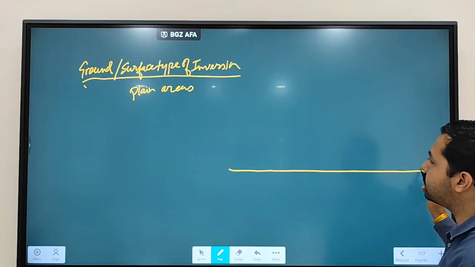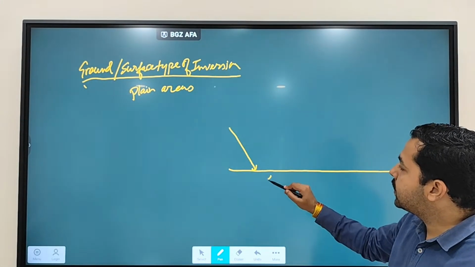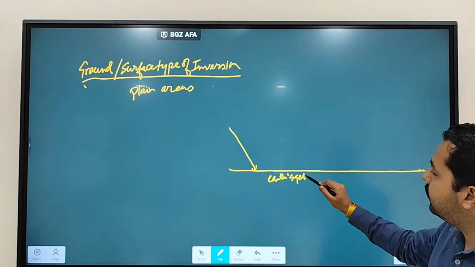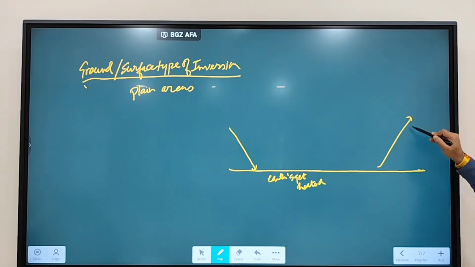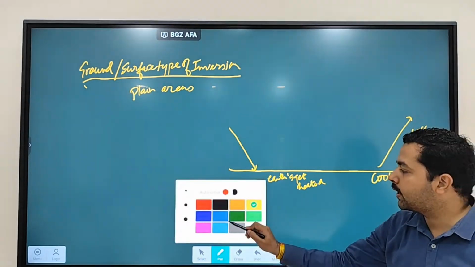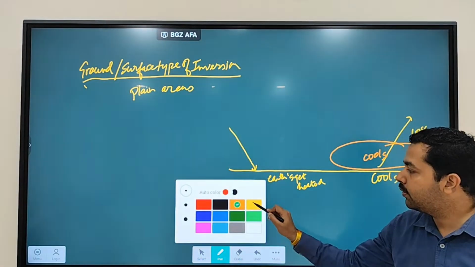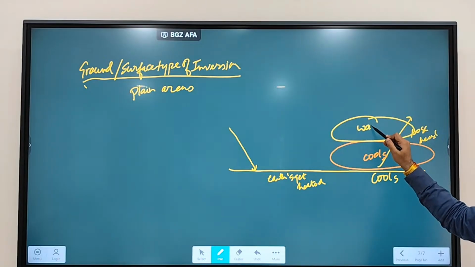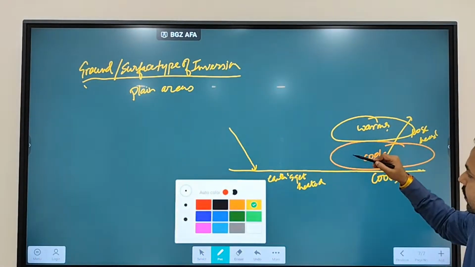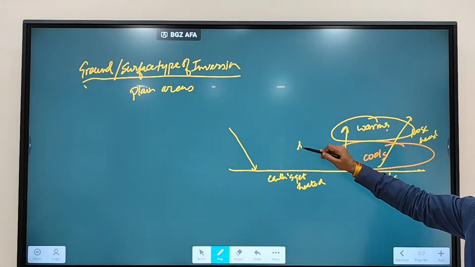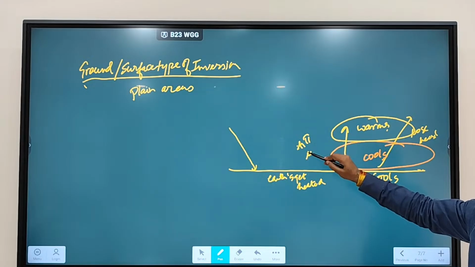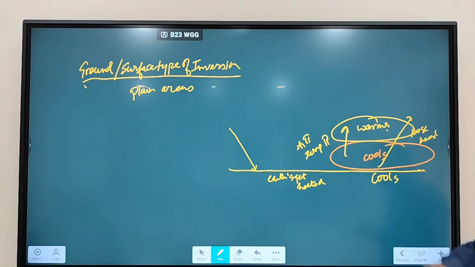So as we discussed, what happens during the daytime? The earth gets heated, and during night time what will happen? It will start to lose heat, so it will cool down. Air in contact with the earth cools down, but air not in contact with the earth remains warm. As a result, what happens? As you are going up, temperature will increase, and such type of inversion is called as what? Ground surface type of inversion.